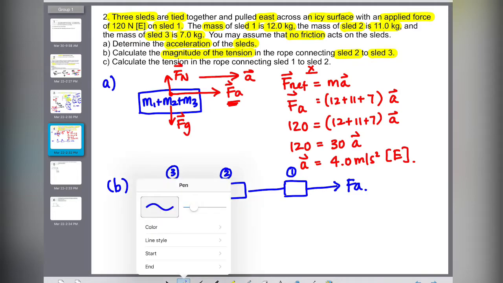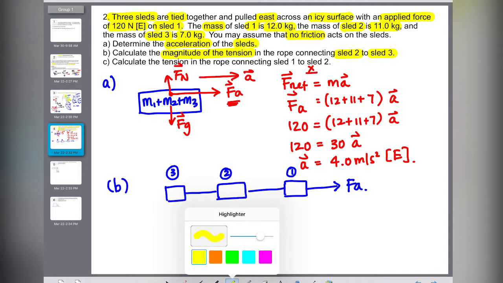Okay, for sled 1, let's just see, I wanted the magnitude between sled 2 and 3. So basically, I need the force of tension between this 2 and 3 right here. This is what I wanted to find. So I'm just going to draw the diagram and just see what they look like. So free body diagram for number 3.